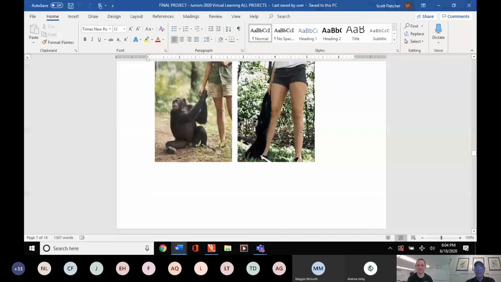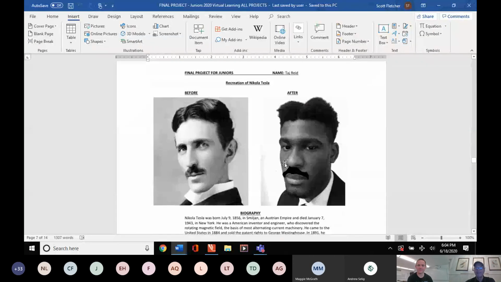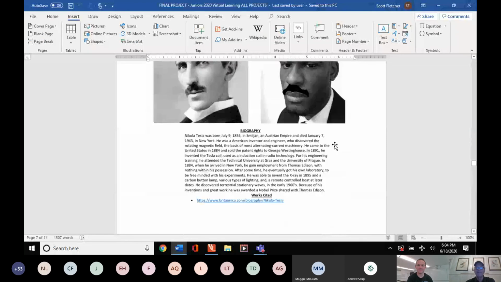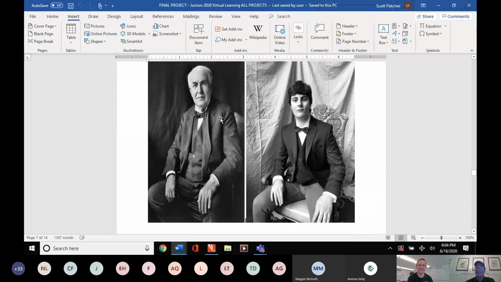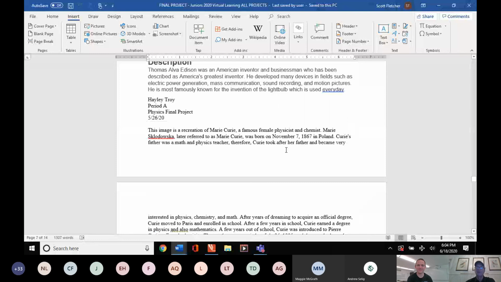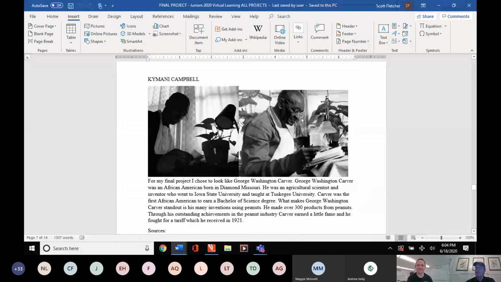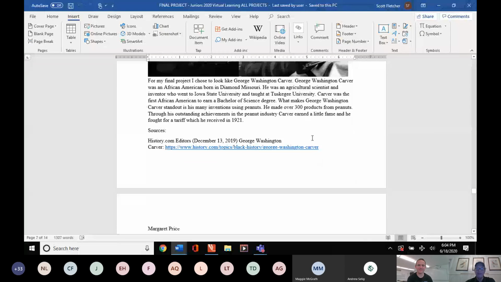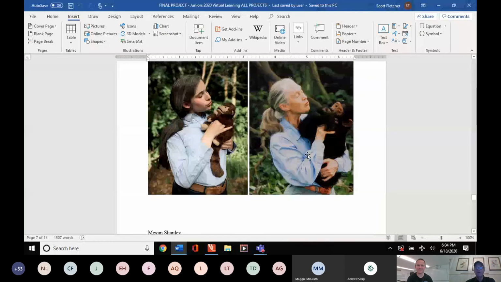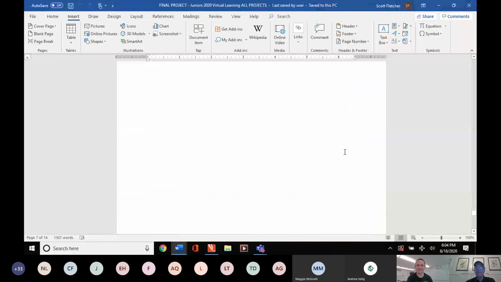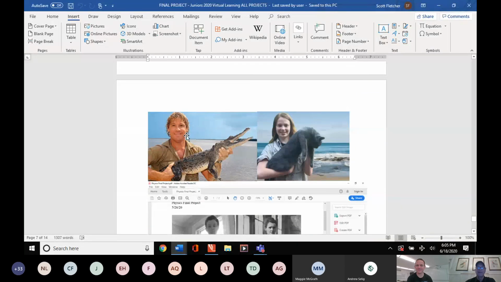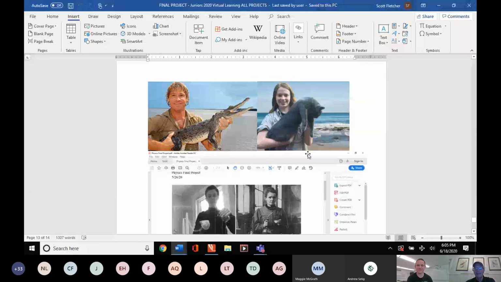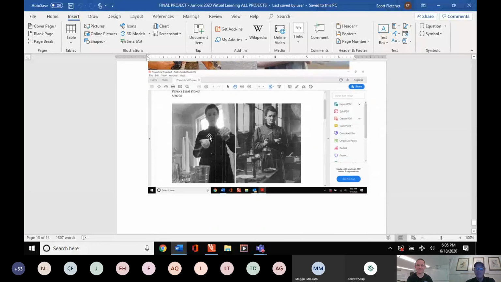So other Jane Goodalls, a lot of Jane Goodalls. I love, speaking of Tesla, here we go. Yep, you can see the resemblance right there. And another Edison, and very regal right here. So they had a ball doing it too. Kimani Campbell did George Washington Carver. So well done, from plant placement to all. Another Jane Goodall with Margaret Price. And lastly, we had two more here. Steve Irwin with Megan Shanley. And then I love what this student did here, how she put watermarks in here from Marie Curie, right? So they had a ball doing that.